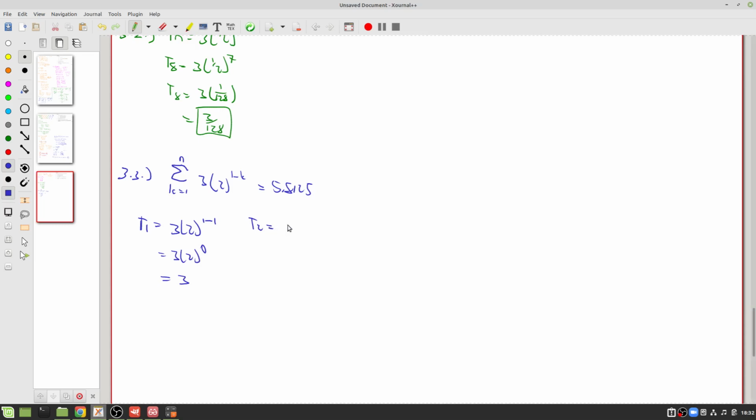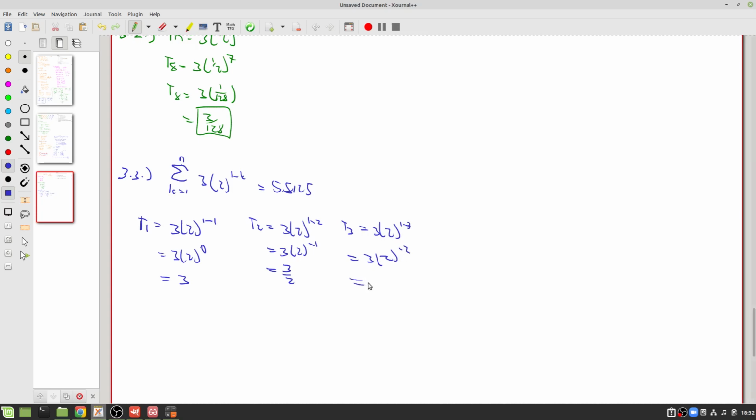Our second term will have 3 times 2 to the power 1 minus 2. That gives us 3 times 2 to the power -1, and 2 to the power -1 is a half. 3 times a half is 3 over 2. And then for term 3, we'll get 3 times 2 to the power 1 minus 3, which gives us 3 times 2 to the power -2.